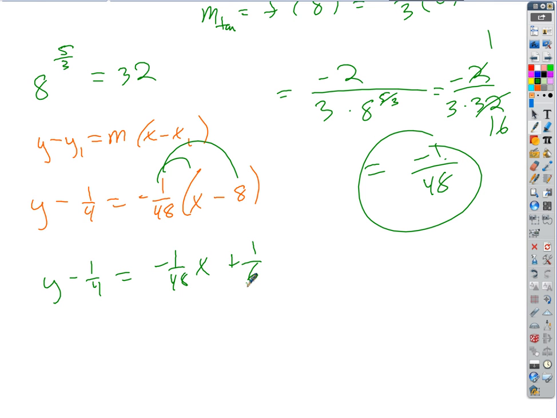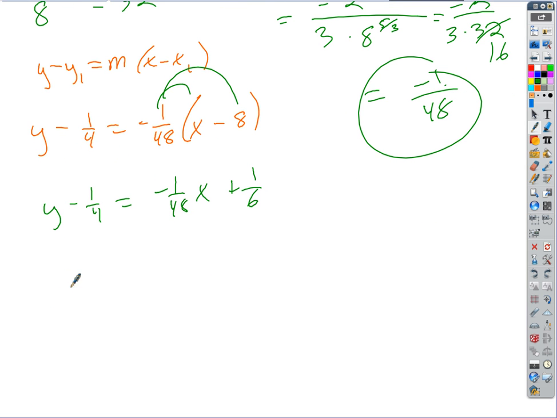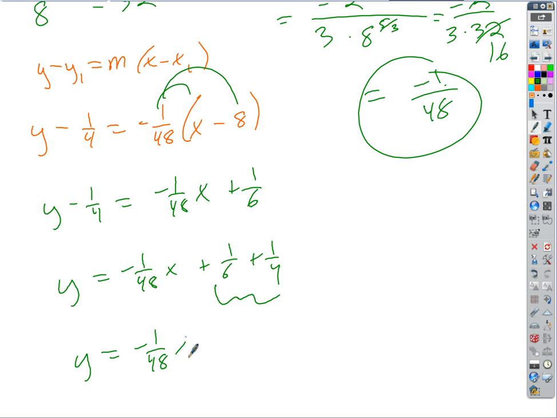And then if I add 1/4 to both sides, negative 1/48 x plus 1/6 plus 1/4, what's that? I can get 12, so I can get 2 plus 3 over, so 5/12, is that right? So I get y equals negative 1/48 x plus 5/12. Okay?